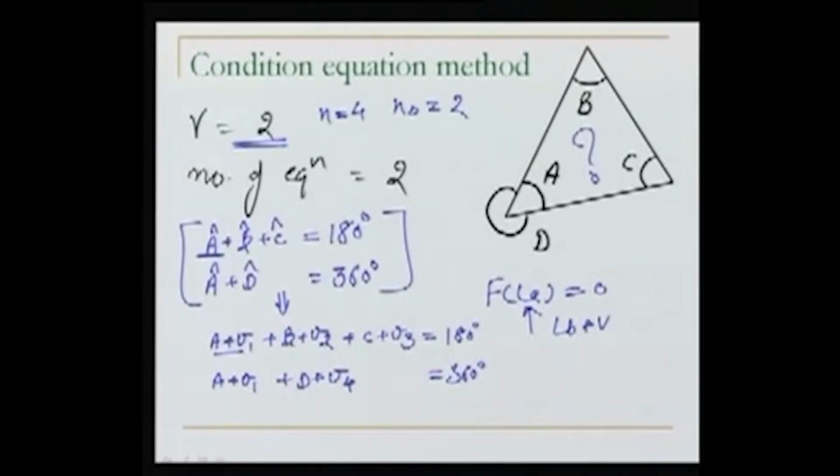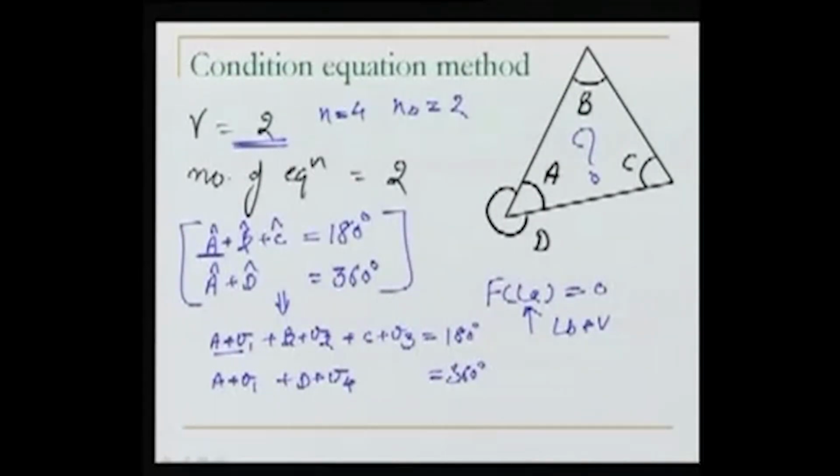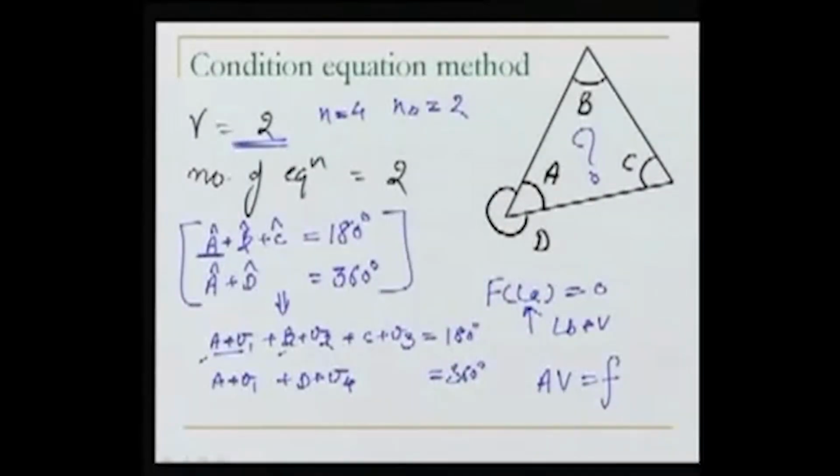So V4 is the error in observation D, or the residual for that observation D. Once we have done it, because finally we need to write this in the form AV is equal to F, where F is the constant term. So all the constants need to be taken on the right hand side. So I will take these constants, A, B, C to the right hand side.